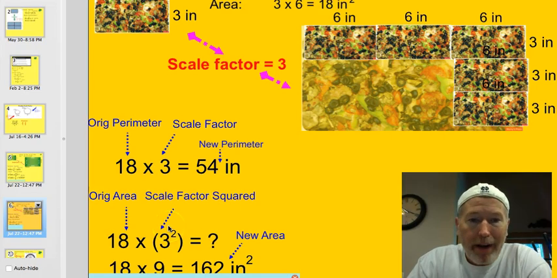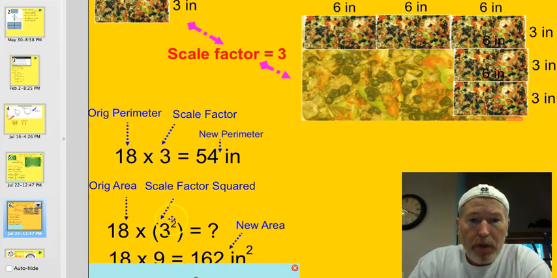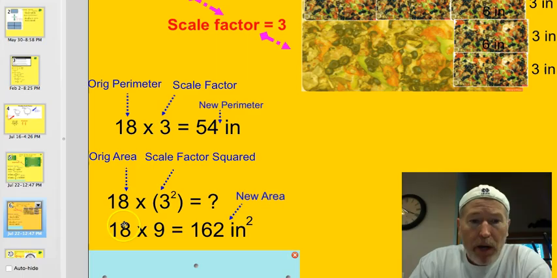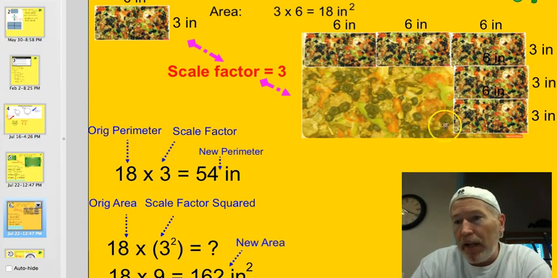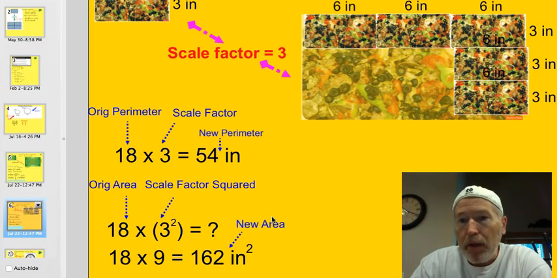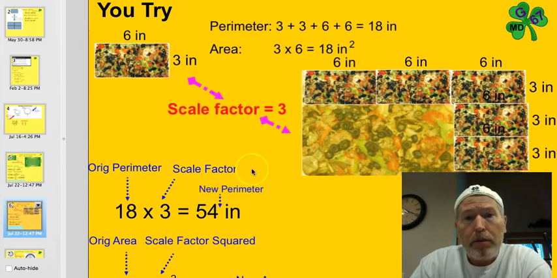Well, the original area was 18. And we're going to take that times the scale factor squared. So I'll simplify that scale factor. So now we have 18 times 9, which gives us 162 inches. And once again, you can see how that comes about because we've got 9 inches on this side multiplied by 18 inches. We did it mathematically without having to draw it out, using the scale factor.